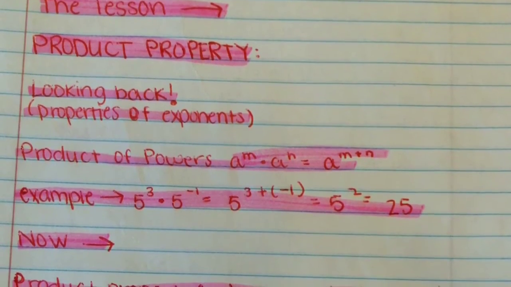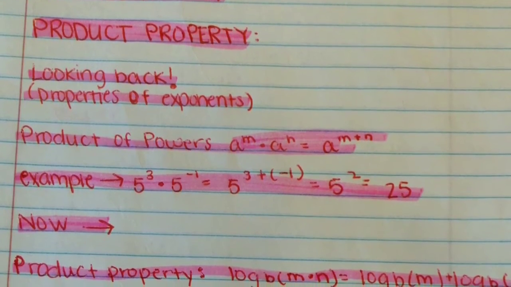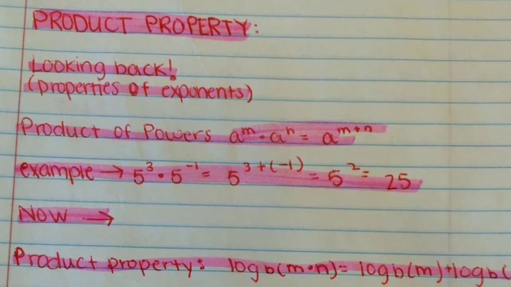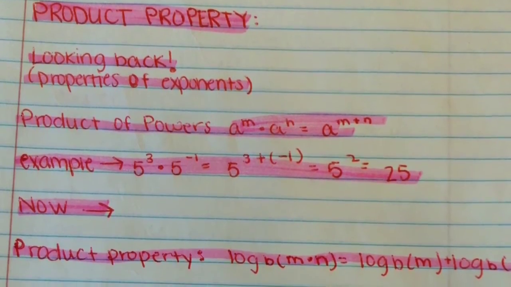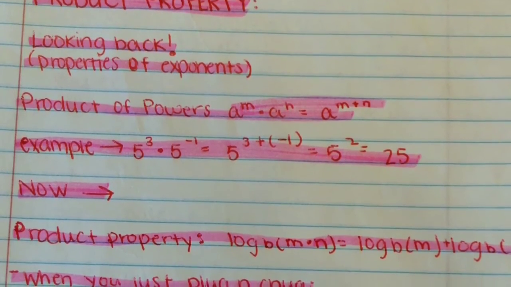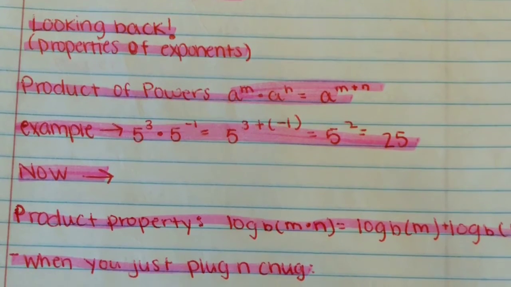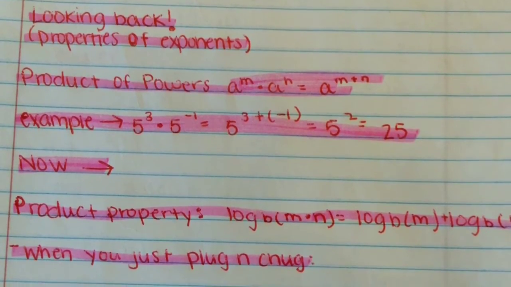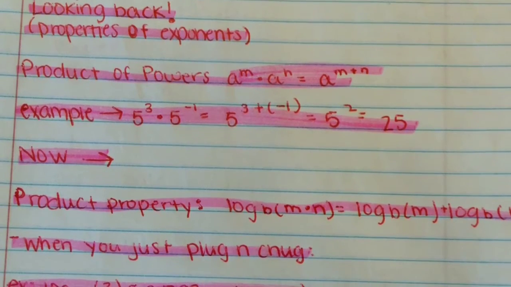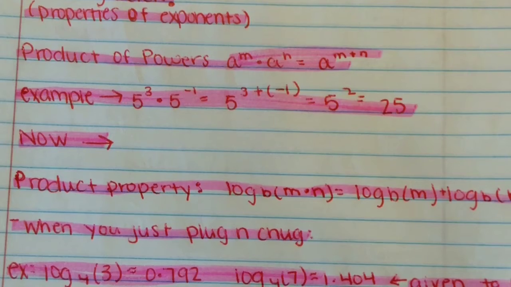And now we go on to the actual lesson. We're going to start with product property. And looking back on the properties of exponents, the product of powers property would be a raised to the m times a raised to the n equals a raised to the m plus n. Now, looking at the product property of logarithms, log b of m times n equals log b m plus log b n. And then you just plug and chug.